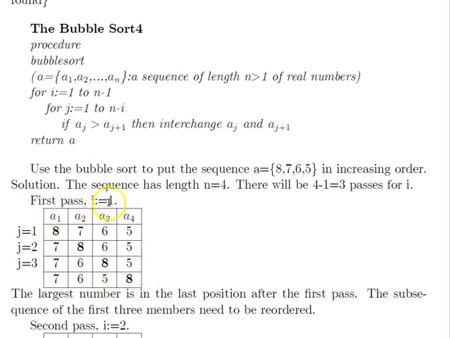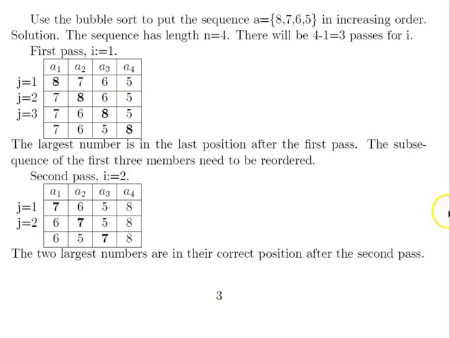So after the first pass for i, in the sequence we have 7, 6, 5, 8. You see that the largest number is on its correct place. 8 is in the last position, and the subsequence of the first 3 numbers needs to be reordered.